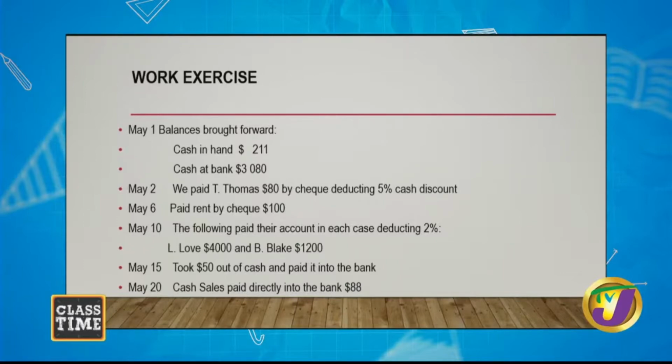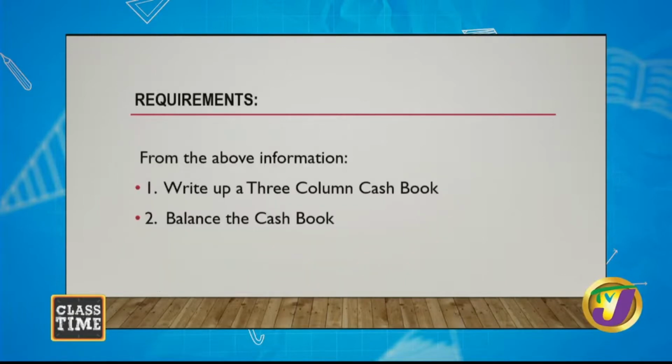May 10, we paid the following accounts, in each case deducting 2%. L. Love, $4,000. B. Blake, $1,200. May 15, we took $50 out of the cash and we paid it into the bank. And May 20, there was cash sales, which was paid directly into the bank. Now we're going to put all these transactions in the 3-column cash book. All right, so that's a requirement. We're going to write up the 3-column cash book, and also we're going to balance our cash book.